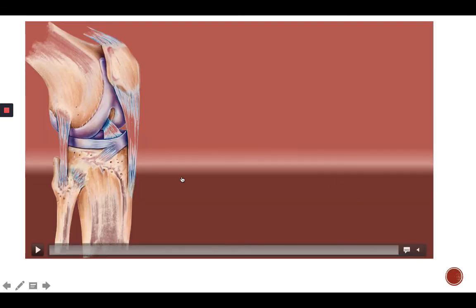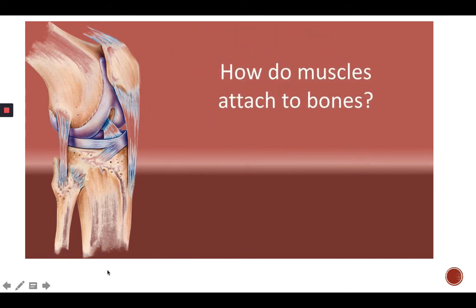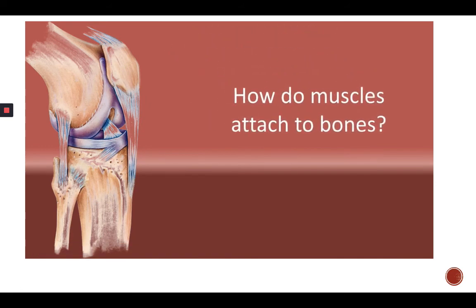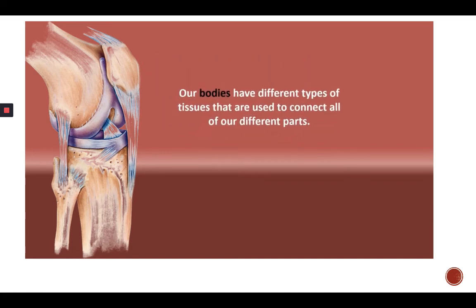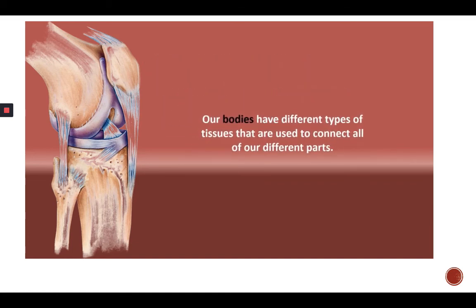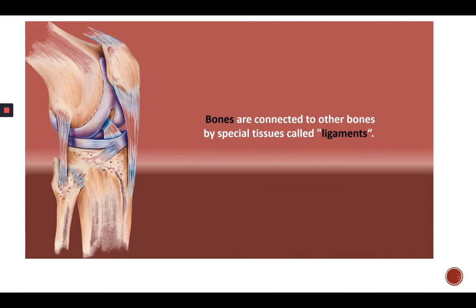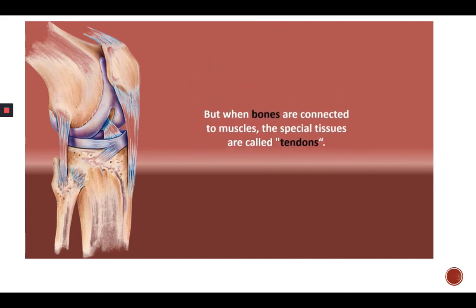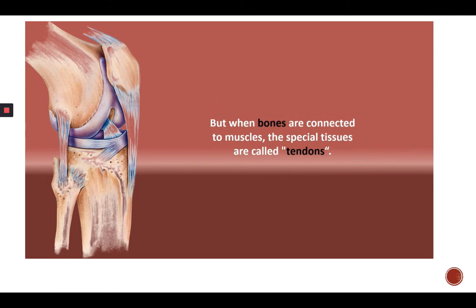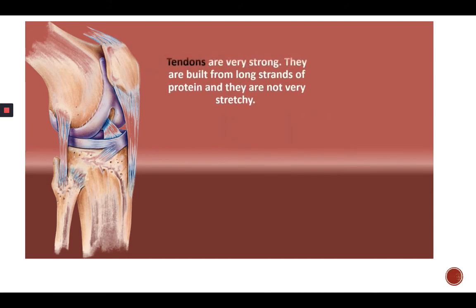So now there's also another thing here that you can watch. How do muscles attach to bones? Just general revision. Our bodies have different types of tissue that are used to connect all of our different parts. And the bones are connected to other bones by special tissue called ligaments. But when bones are connected to muscle, the special tissue is called tendons.